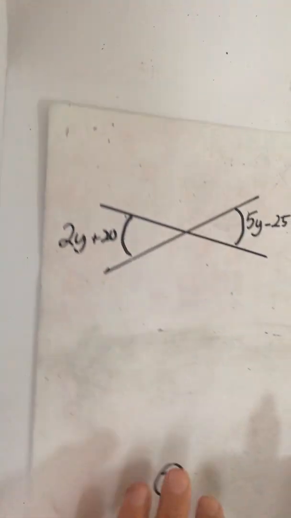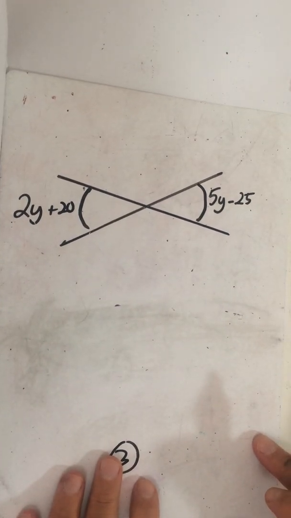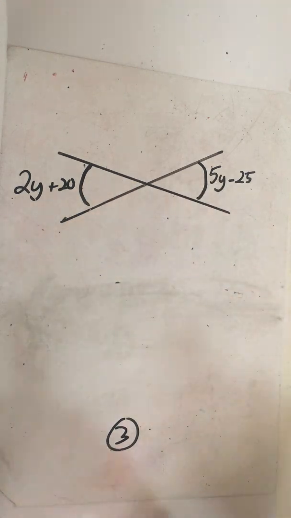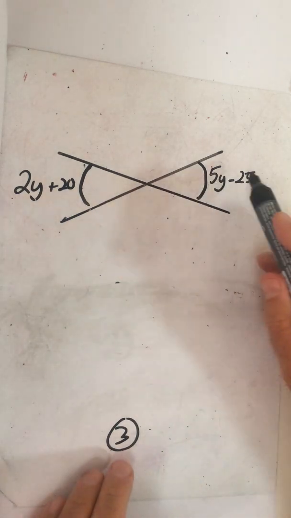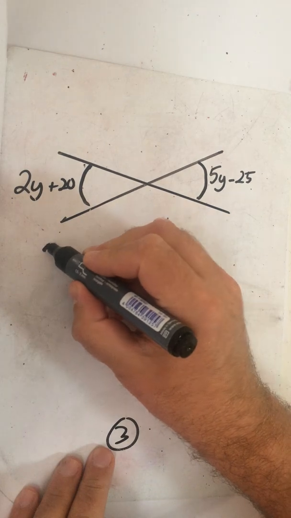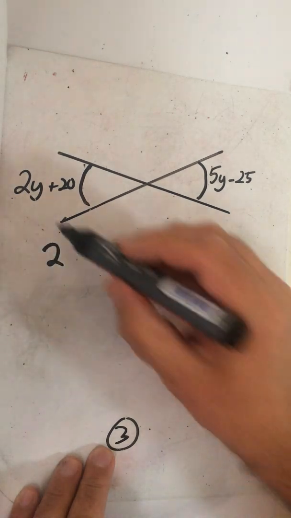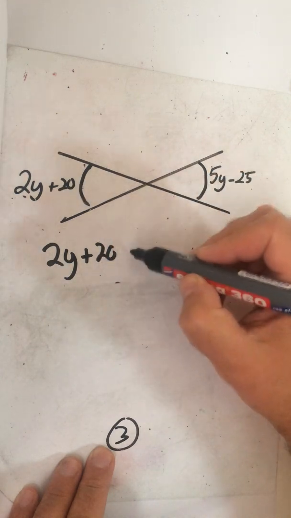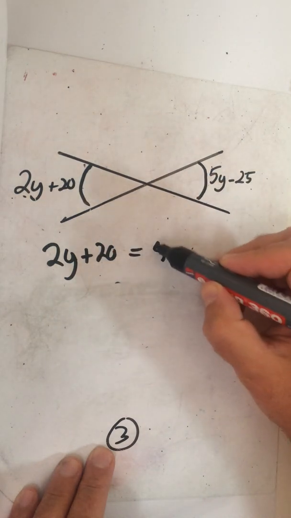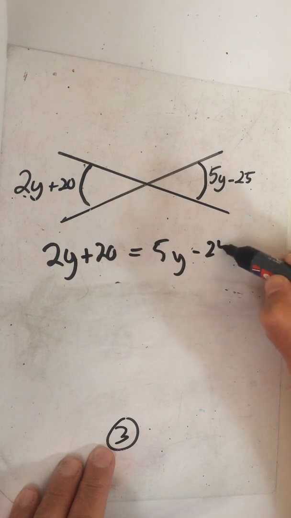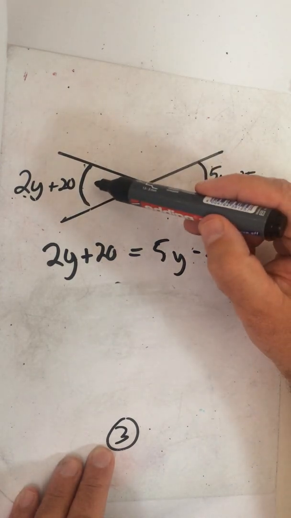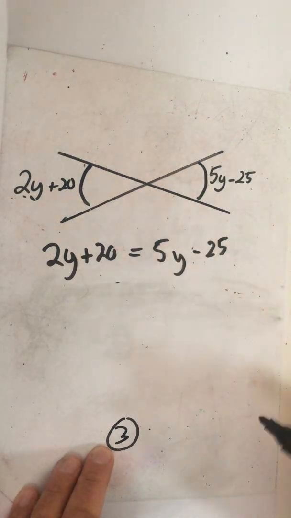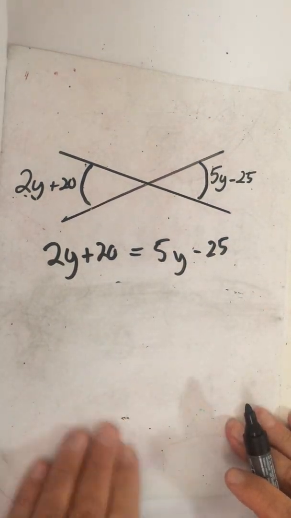Right, let's have a little look at this one. Again, this is using other knowledge that we have, that vertically opposite angles are the same. So that tells us we can write an equation for that. So we know that 2y plus 20, this angle, is going to be equal to 5y minus 25. From this we can find out what each angle is worth. Now we can use our equation. So let's have a little look.